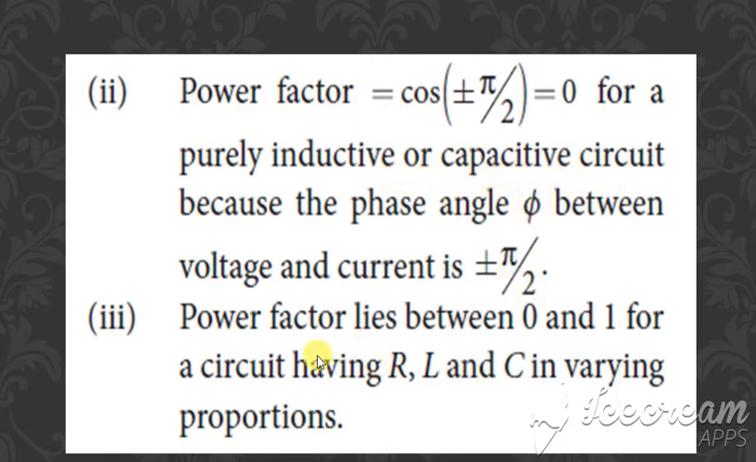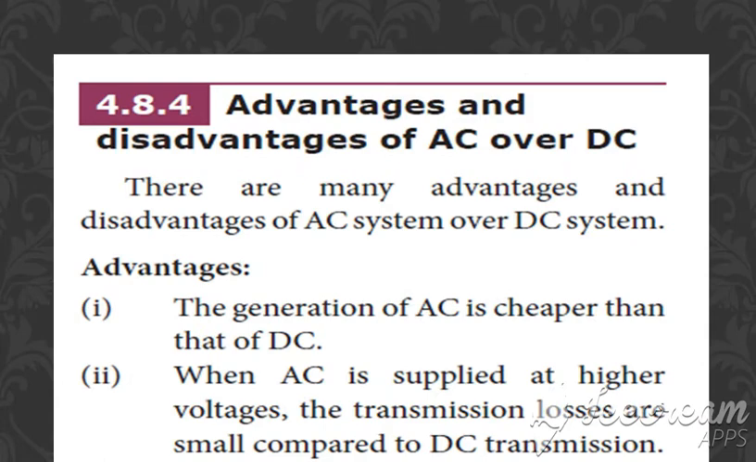Next, the power factor lies between 0 and 1. In the earlier conditions we saw 0 and 1, so the value lies only between 0 and 1. Clear? Okay. Next is the advantages and disadvantages of AC over DC.